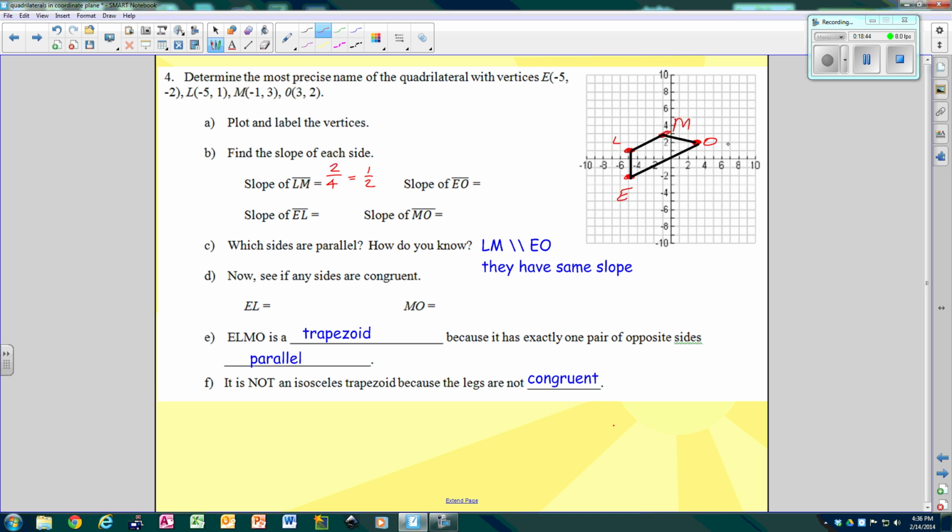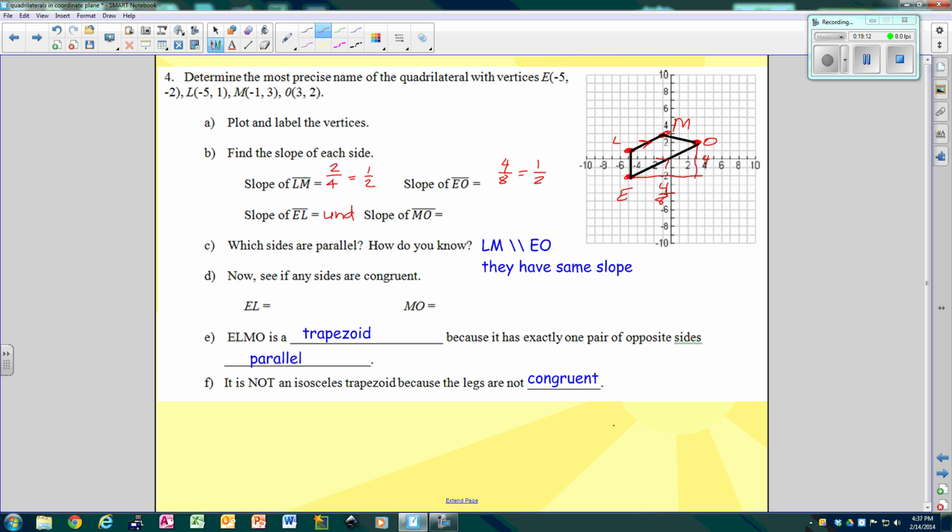EO, let's see, we're going to go down 1, 2, 1, 2, 3, 4. So we went down 4. 1, 2, 3, 4, 5, 6, 7, 8. So that's 4 over 8. So 4 over 8 reduces to 1/2 also. So that makes LM parallel to EO. The slope of EL is undefined because it's vertical.